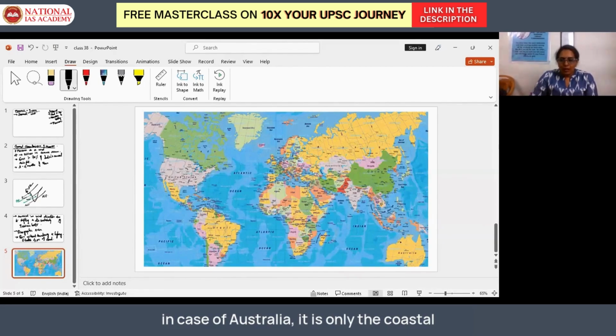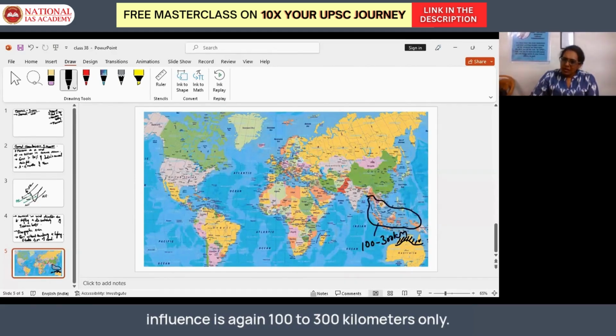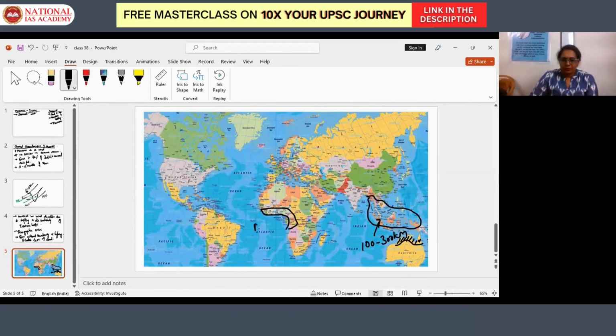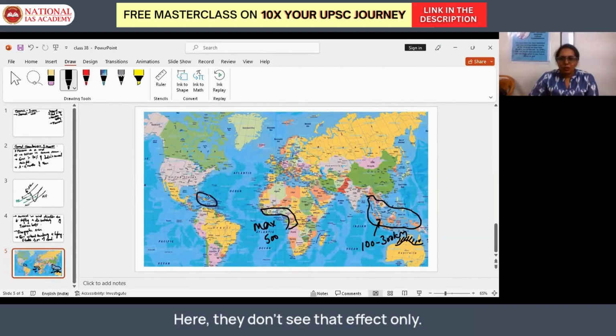in case of Australia, it is only the coastal regions of Australia, where the penetration is hardly 100 to 300 kilometers. Only that much region gets affected by it and is getting rainfall. When you see these regions also, the influence is again 100 to 300 kilometers only. Deeper than that, it doesn't go. Africa, maximum 500 kilometers, not beyond that. Here, they don't see that effect only. Even if they see that effect, it is a very small region.